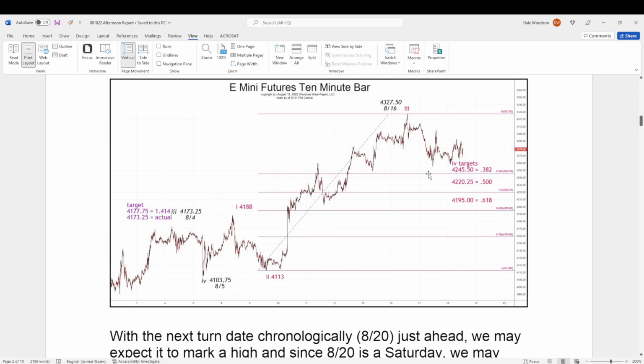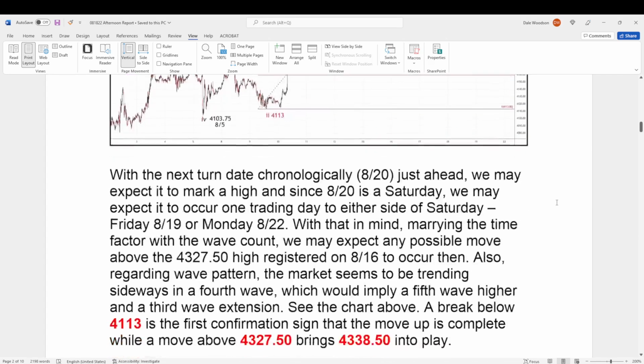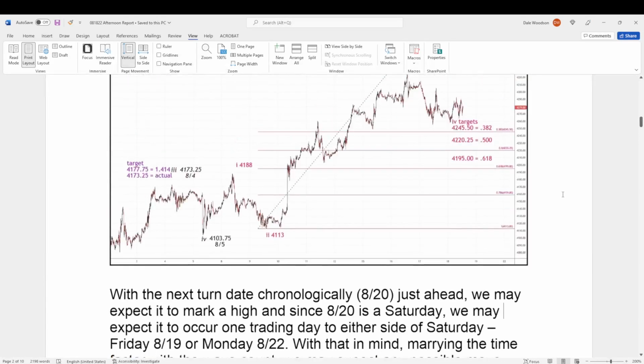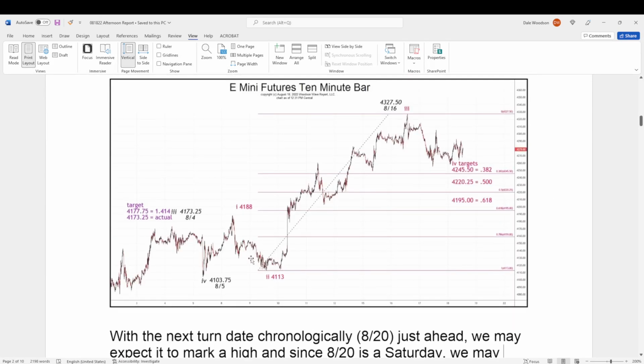Almost hit the 382. And if we're going to have a 5 up, I think I have the target for 5 up. That is 43.38. Okay, we need a break below 41.13 down here to confirm that that move up is complete. Okay, we get a break below 41.13, that move is complete. The report I put out yesterday had that as a 5, but I want to show everyone the third wave extension in case it's not.